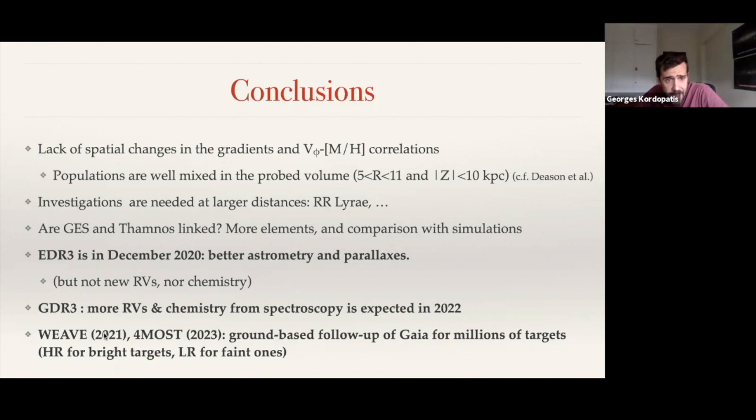Already starting from next year, you will have ground-based follow-ups of Gaia targets coming from WEAVE and 4MOST in 2023, that will obtain high-resolution spectra for the bright targets of Gaia. This will eventually allow velocities with a precision of a few hundred meters per second, and also individual abundances with very good precision for more than tens of elements. You will also have low-resolution spectra for the faintest targets for which Gaia will not provide radial velocities.